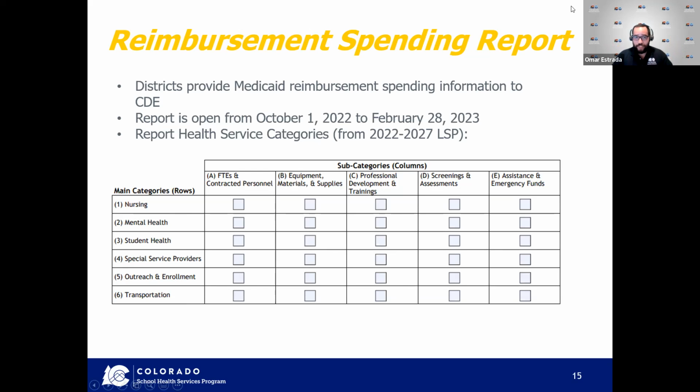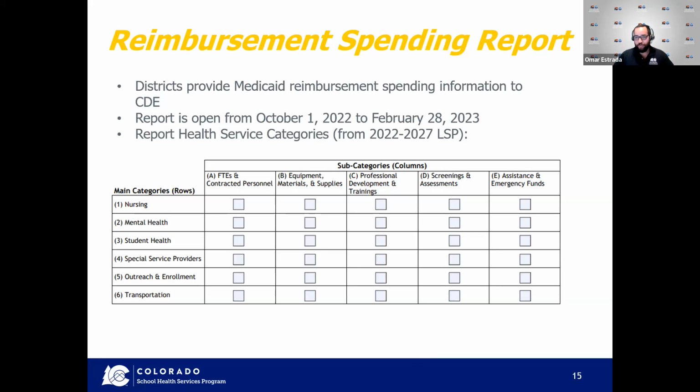The report always opens on October 1st, and it always closes on February 28th. This year, October 1st is going to be a Saturday, and all that means is it's still going to be open on Saturday. Of course, we don't expect you to jump in there on a Saturday, but that just means that you're going to get the notification the following Monday, which I believe is the 3rd, if I'm doing my math correctly.